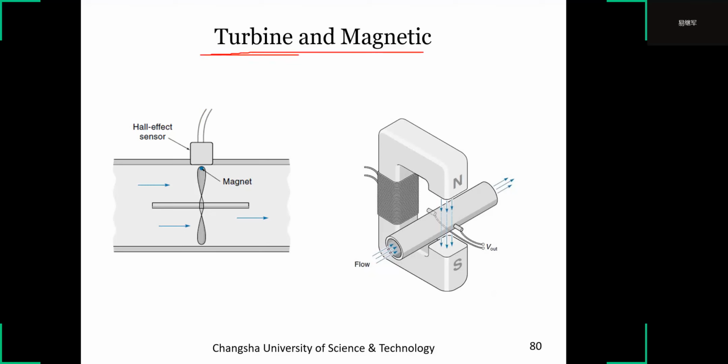Turbine and magnetic. A Hall effect sensor detects the turbine rotation. It is magnetic. When the fluid flows through the tube, the fluid can influence the magnetic field.